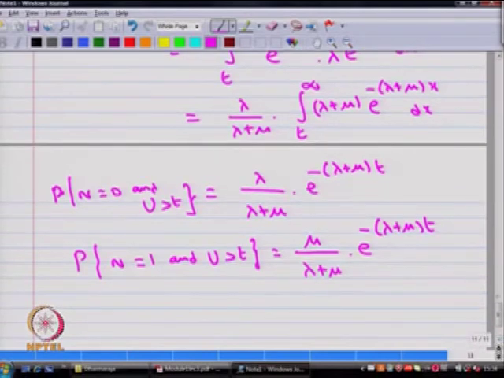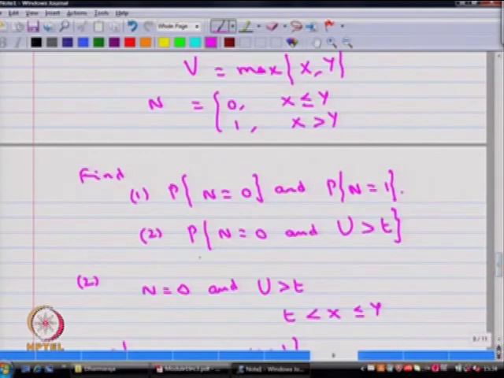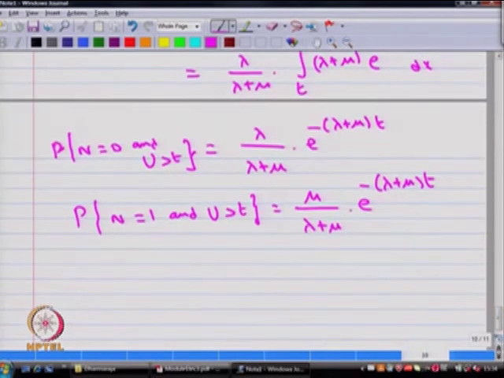So, with this the second part is over. Now, we have found the probability of N equal to 0 and U greater than t. Also, we got the probability of N equal to 1 and U greater than t. Now, we will go for finding the first result. But before that, you can find what is the probability of U greater than t also.